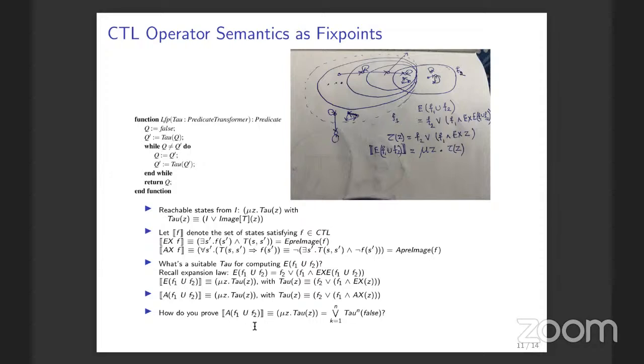In order to show that this set of states, as per the formal CTL semantics of A U that we have defined, is exactly equal to the set of states that are included in the fixed point, which is computed as a Kleene chain, it has to be done by induction, and we will see a proof later on.